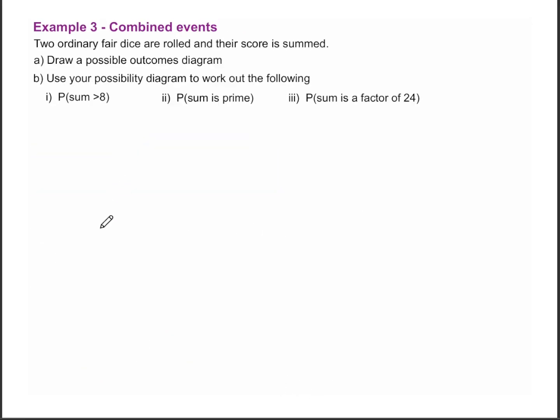Next, let's look at combined events. Two ordinary fair dice are rolled and their score is summed. Draw a possible outcomes diagram. So, you roll them twice and the score is summed up together. So, on the first throw, we can get a 1, we can get a 2, we can get a 3, we can get a 4, up to 6. On the second one, we can get, again, the same thing. 1, 2, 3, 4, 5, and 6.